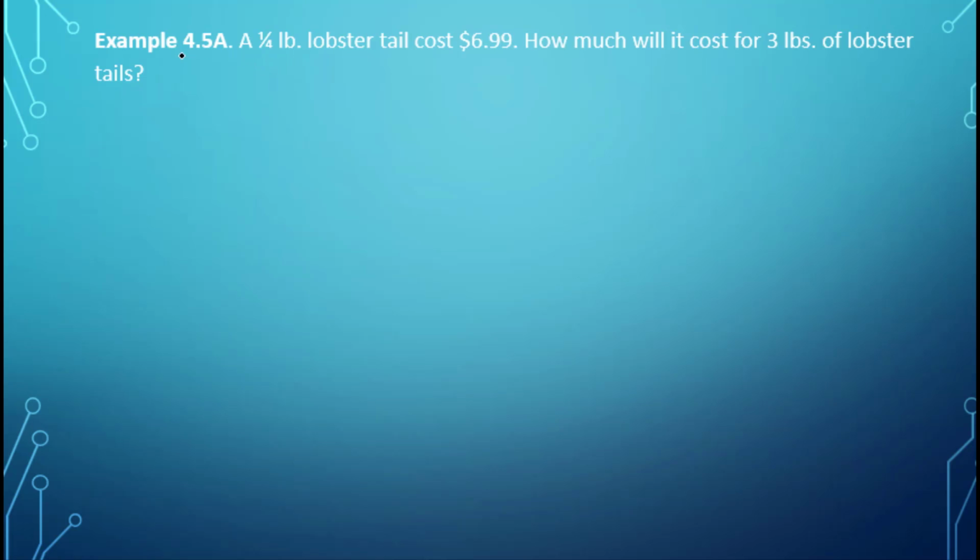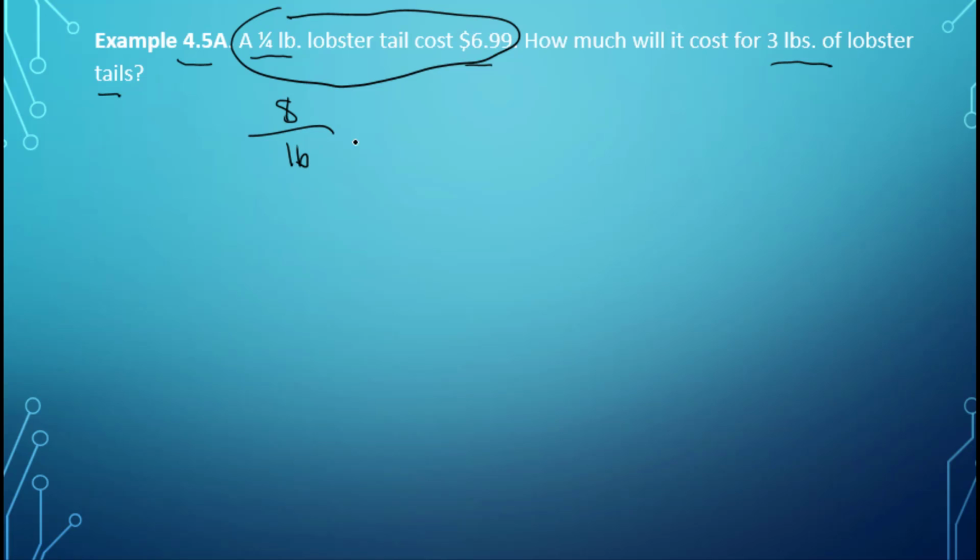So this is the last one we're responsible for, 4.5a. It says a quarter-pound lobster tail costs $6.99. How much would it cost for 3 pounds of lobster tails? So here is our first ratio. And it doesn't matter how you set it up. In other words, you can go dollars per pound, or you can do pounds per dollar. As long as you keep it straight, it doesn't matter.